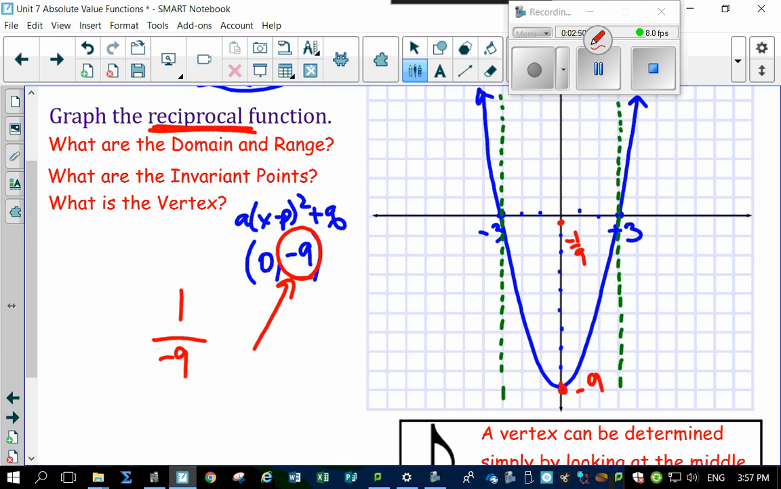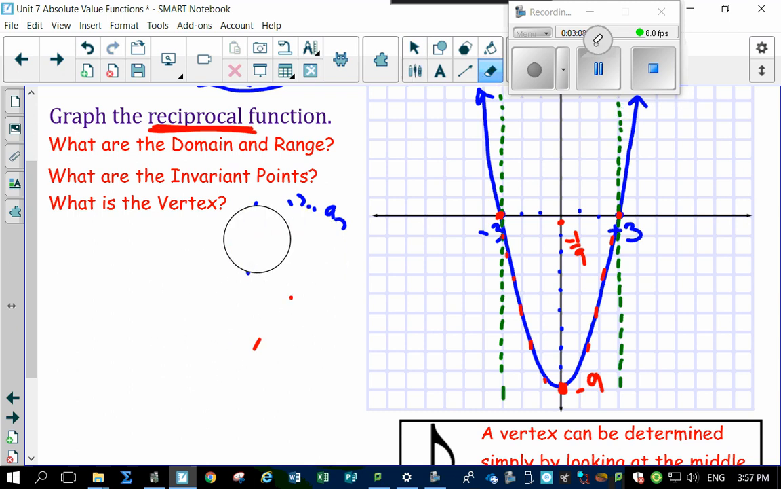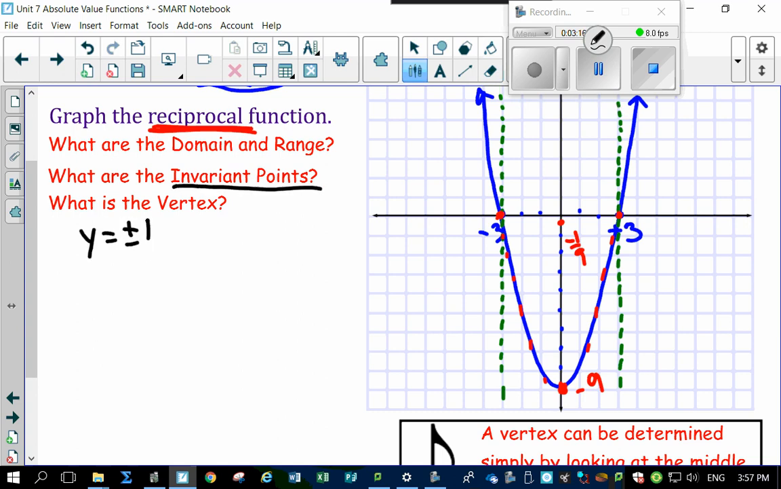Well, this means that you're going to get the flip of this entire graph. This entire graph is going to be flipped. Again, non-permissible values here and here, which gives us our asymptotes. So the other thing we have to calculate then, after we figured out this reciprocal, is this. We have to figure out the invariant points. And the invariant points happen, again, when y equals plus or minus 1. So let's figure out our invariant points.